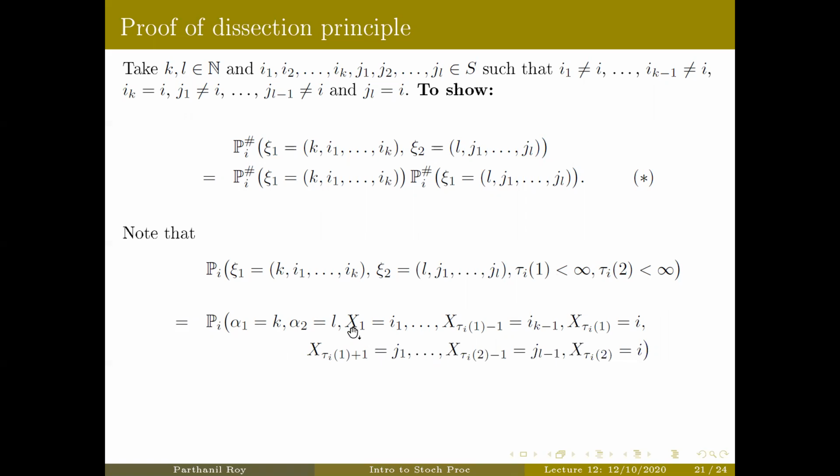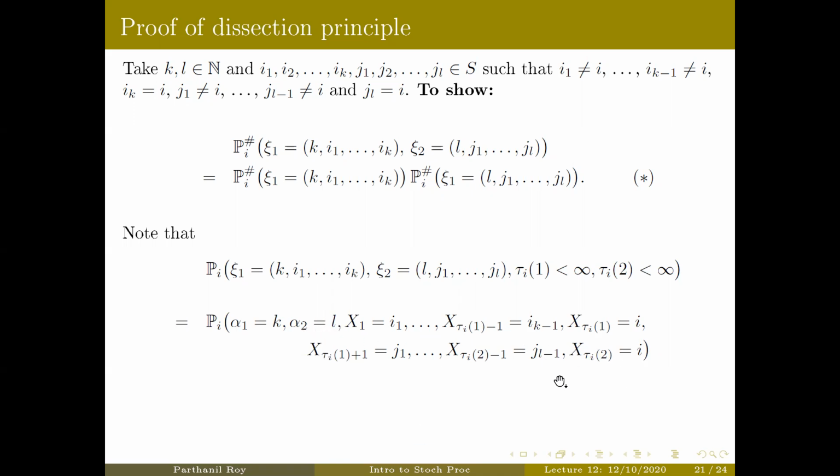And then the rest would be: the first excursion will go through I1, I2, all the way up to Ik minus 1, then followed by I, and none of them will touch I. So that will make it an excursion, making alpha 1 exactly equal to k. Similarly, this will be J1 up to JL minus 1, then I, and then none of them would be equal to I, which is our assumption anyway. So therefore, this second excursion length automatically will become L.